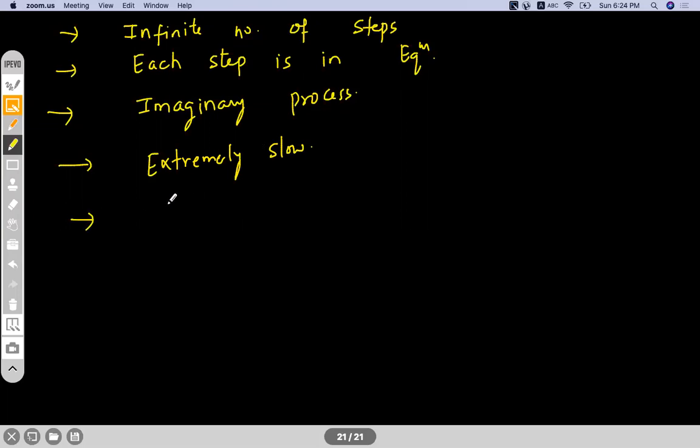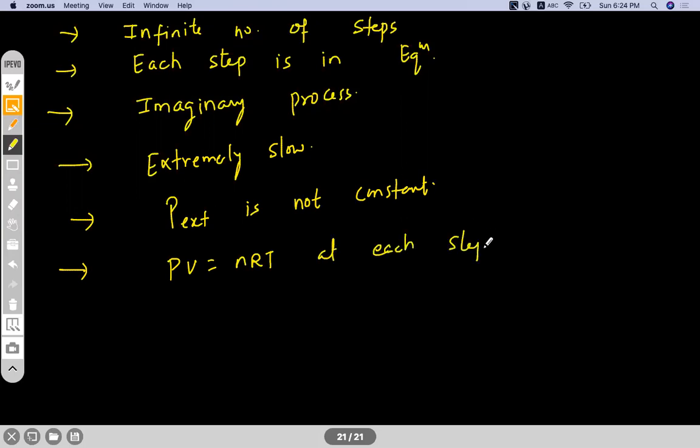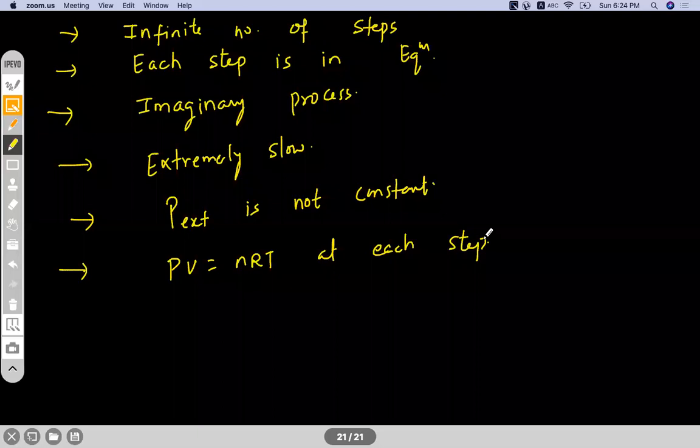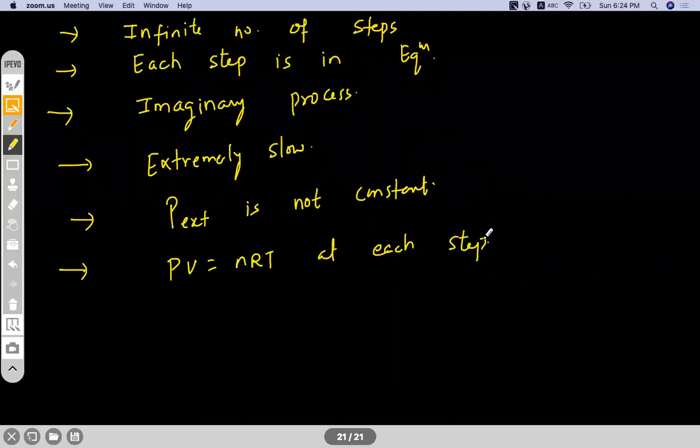Most important property, P external is not constant. Gradually we are increasing the external pressure. If you decrease the external pressure, that would be the case of expansion. And we can apply PV equals nRT at each step. These are the properties of a reversible process we have.